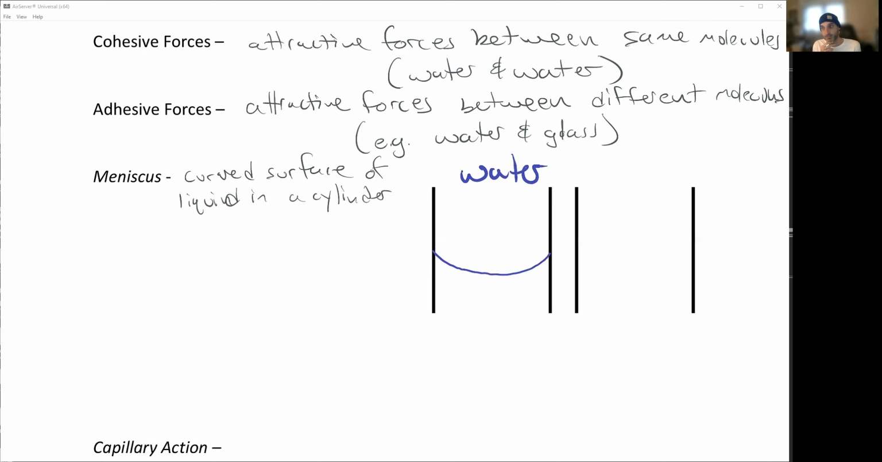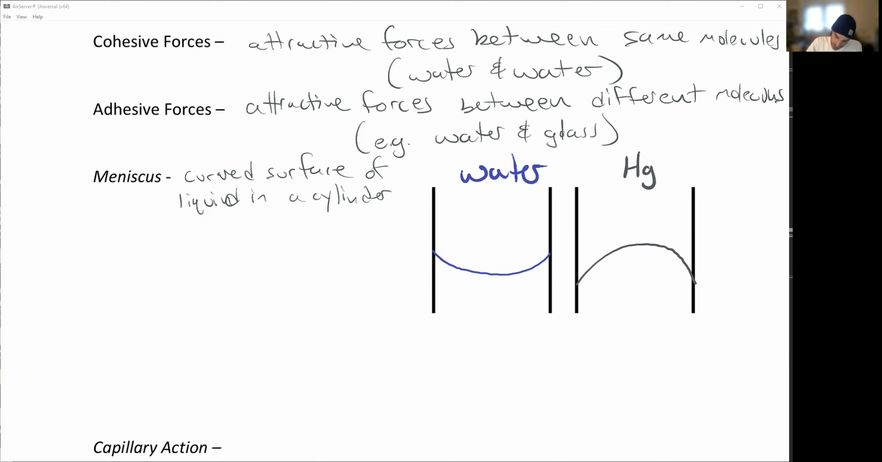But if we actually do mercury and you put that into a cylinder, what you notice is mercury is going to have that type of surface. So mercury has a convex curve. It actually is pointing upward. Why is this? Well, this all has to do with the cohesive and adhesive forces.